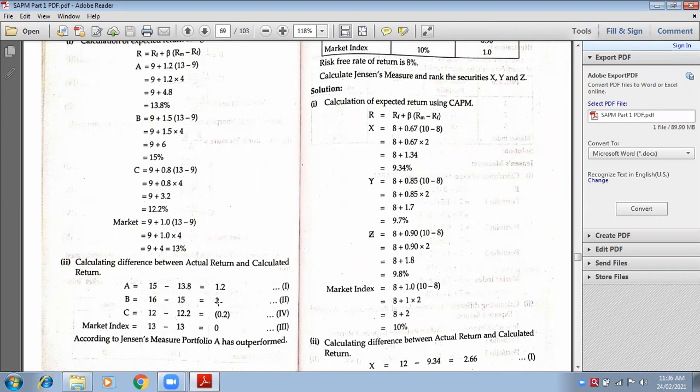For B, 16 minus 15 is only 1 percentage extra that is earned by me. And 15 minus 13.8 is 1.2. So the more the better.